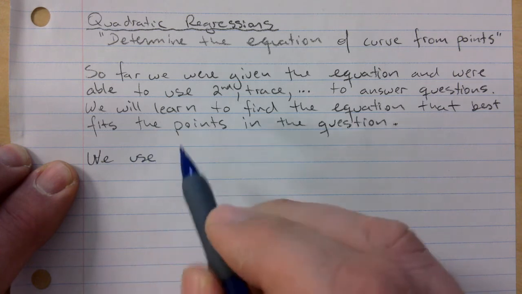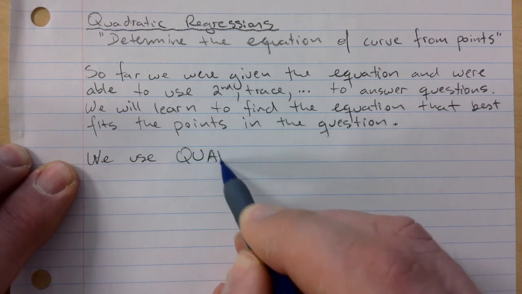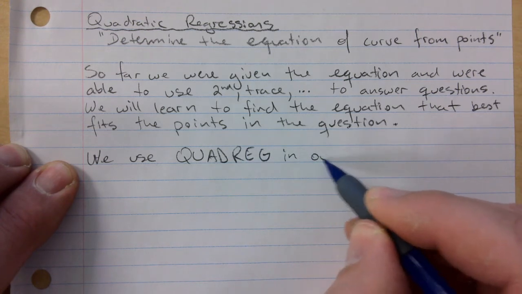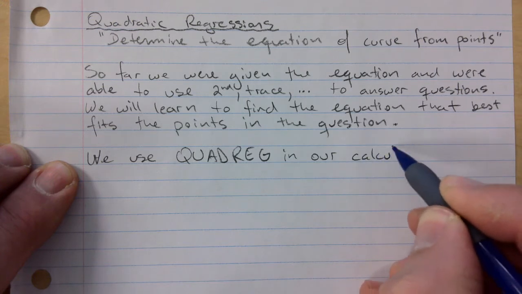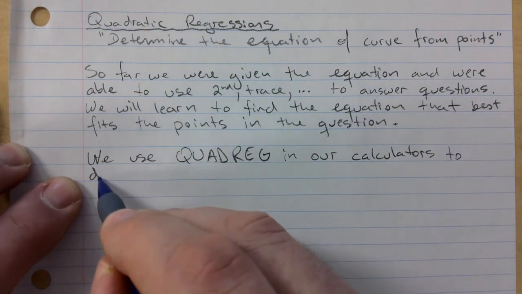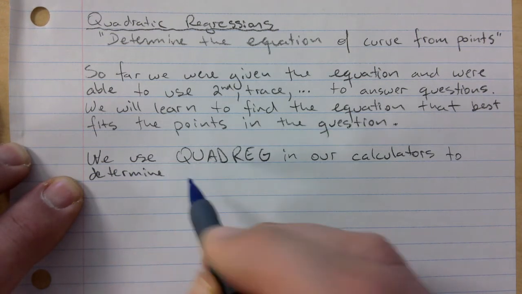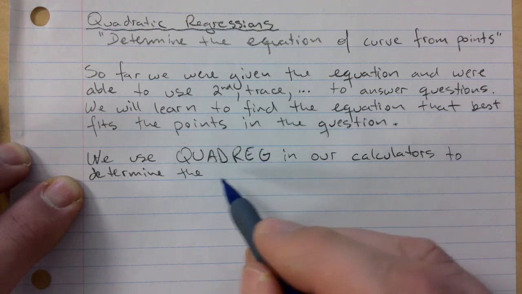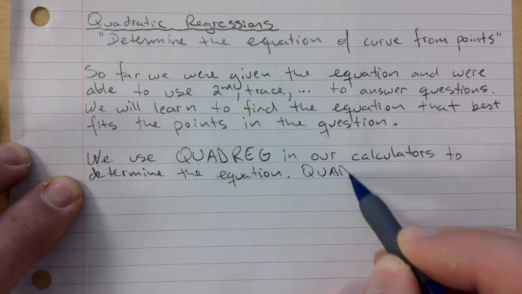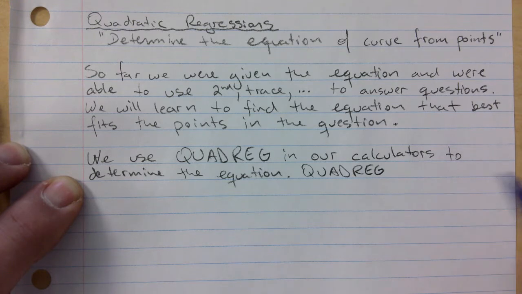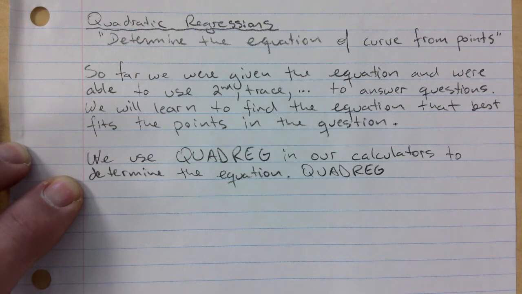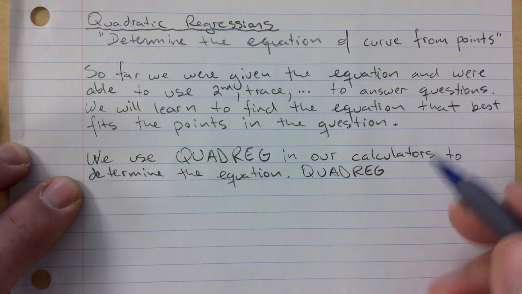We use Quadratic in our calculators to determine the equation. Quadratic, the name kind of says it, right? Quadratic regression. You will see different regressions on the calculator, but we're just going to stick with quadratic, right?